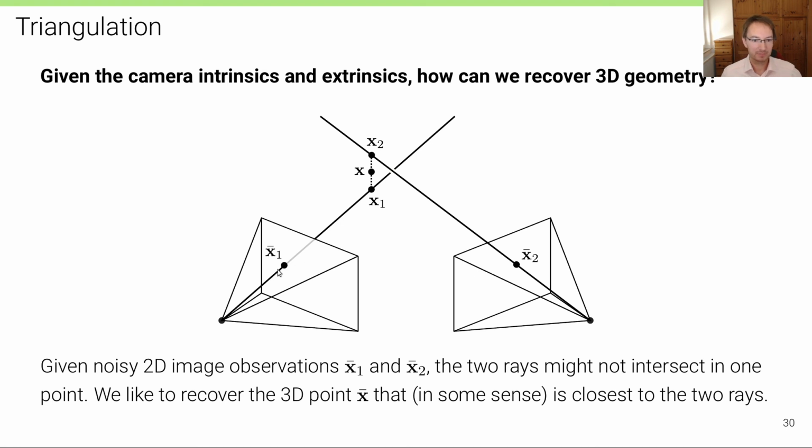Given these two cameras and given correspondences, we can just shoot the rays into 3D space and see where they intersect. However, because these measurements, these SIFT correspondences, are typically noisy, these rays might not intersect precisely. And we need to take that into account. So we want to recover a 3D point that in some sense is closest to these two rays.